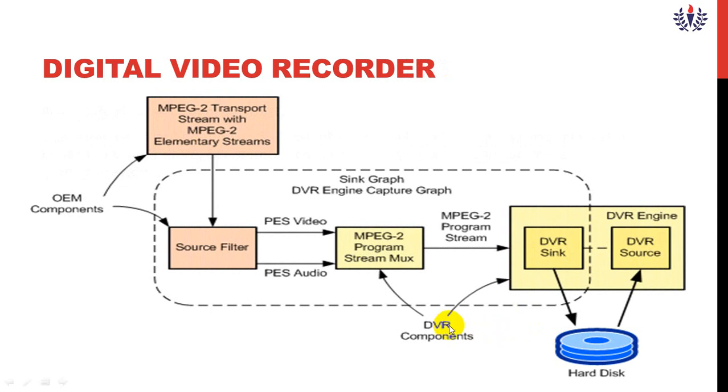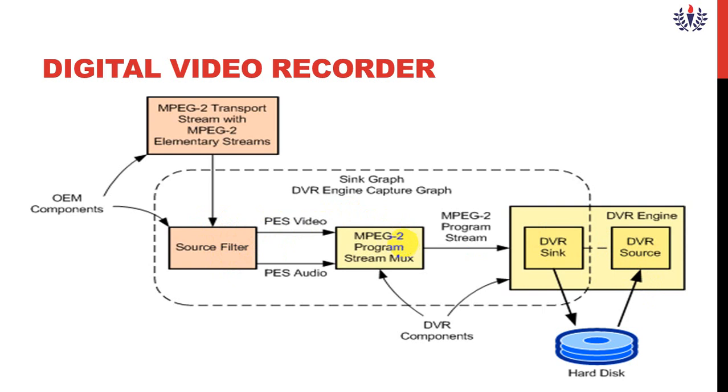Okay, so this is the general block diagram of DVR. For every image, they can't transfer it immediately to the hard disk. There will be filtering devices. This filter will check the clarity of the image, and if any error is there, it won't send it. If no errors are available, it is immediately transferred to the device called MPEG.